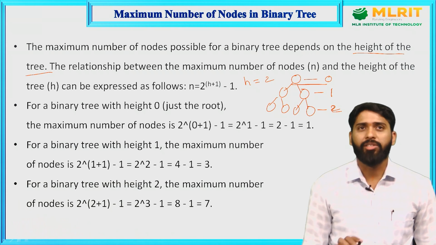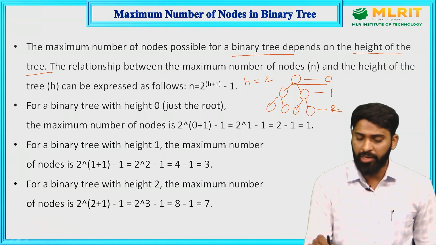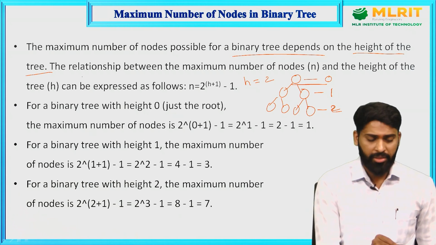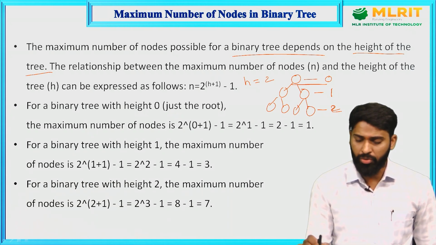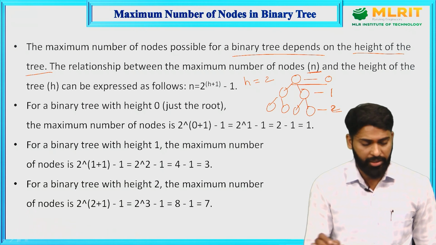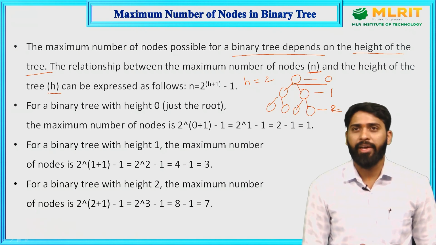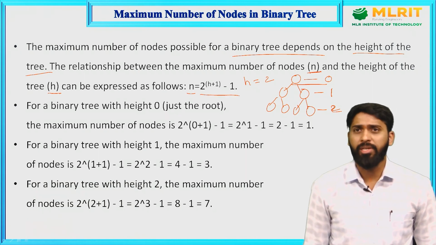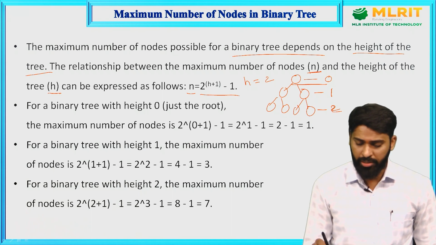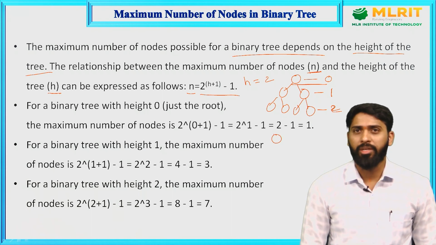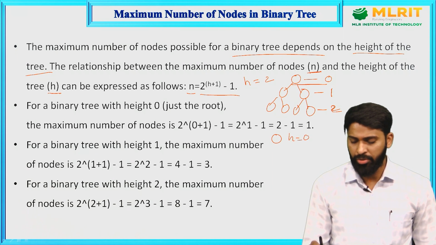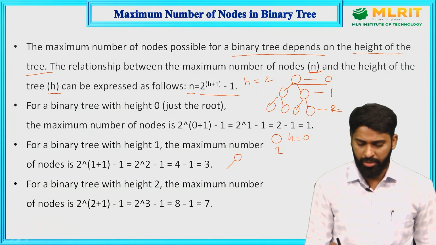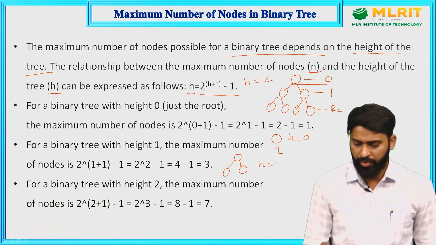Okay. Now, the maximum number of nodes possible for a binary tree depends on the height of the tree. The relationship between the maximum number of nodes n and the height of the tree h can be expressed as n equals 2 power h plus 1 minus 1. Okay. Here consider this tree. Now, what is the height? h equals 0. The number of nodes is 1 here. So, consider this tree. What is the height? 1. Number of nodes is 3.